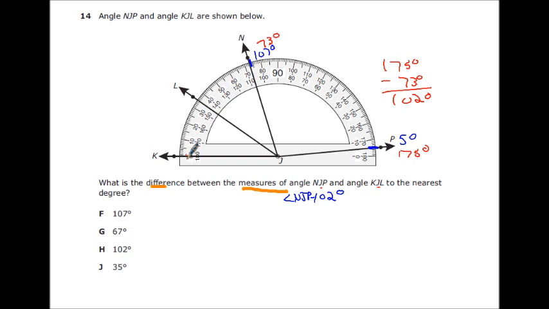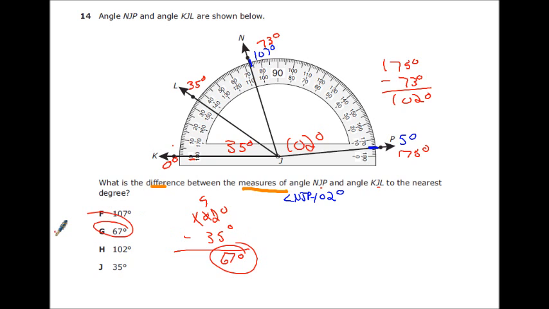Let's do the same over here. I can see that this crosses at 0 degrees. I use the outside. So over here, this is between 30 and 40. It's right in the middle. That's 35 degrees. So the difference here is this is a 35 degree angle, and this is a 102 degree angle. I want to know the difference, so I take 102. I subtract 35 degrees. I get a 67 degree angle, which is going to be G.